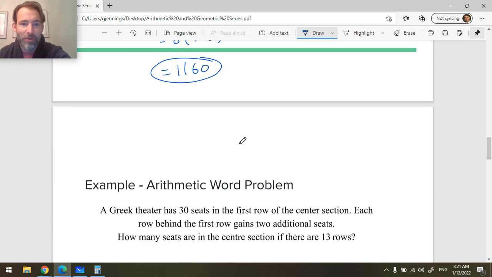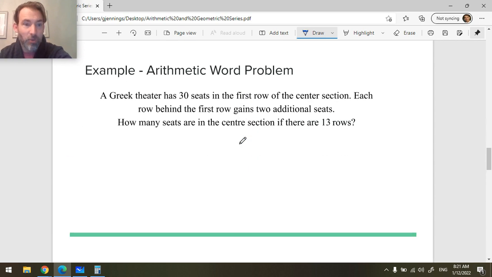Okay, let's keep going. Now, we're going to have word problems as well. And so here, it really helps to sometimes draw a diagram or a picture in these situations. So a Greek theater has 30 seats in the front row of the center section. Can you imagine one of those theaters where the stage is actually at the bottom and all of the seats rise up around it like a fan shape? That's what they mean by Greek theater. So there's 30 seats in the front row.